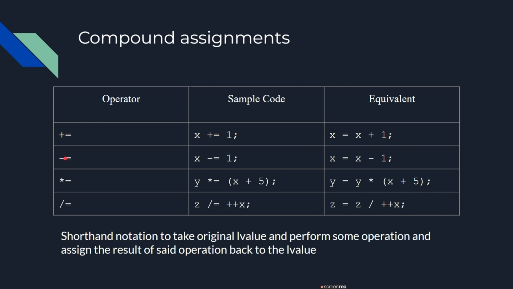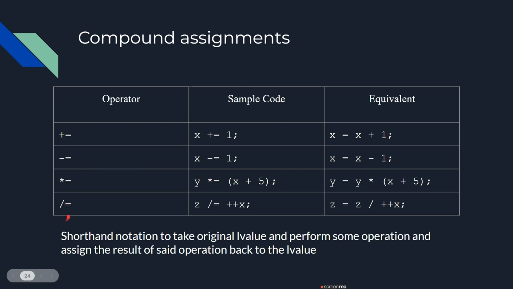Following the same suit, we have minus equals, x -= 1, so in this case we will be subtracting 1 from the value of x, and that result will be assigned back to the variable x. In the third row, we have the asterisk equals, sample code here being y *= x + 5, the equivalent being y = y * (x + 5). In this case, we'll be evaluating x + 5 first. Once that has been evaluated, that will then be multiplied by the value of y, and then that multiplicative result will be assigned to the value of y.